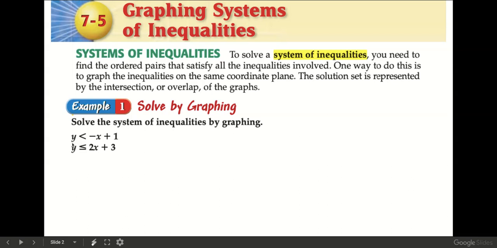We have the inequality y is less than negative x plus 1, and y is less than or equal to 2x plus 3. Luckily, these two inequalities are already in slope-intercept form, right? y equals mx plus b. So this first one I can tell has a slope of negative 1 and a y-intercept of positive 1. The second inequality has a slope of positive 2 and a y-intercept of positive 3.